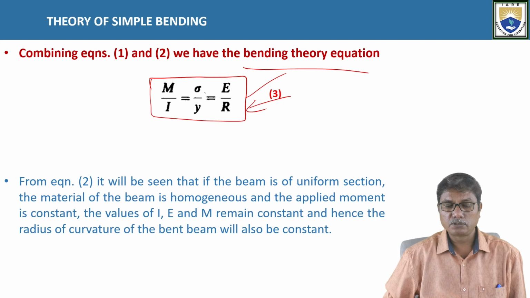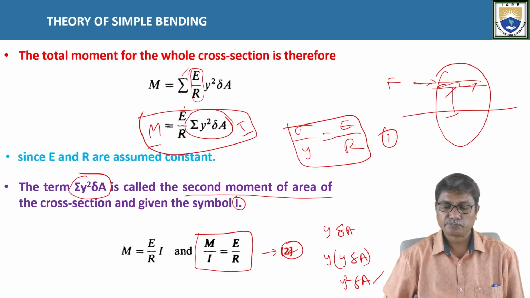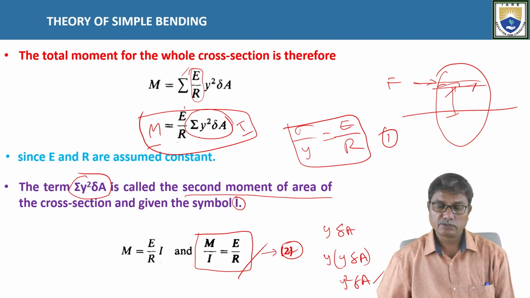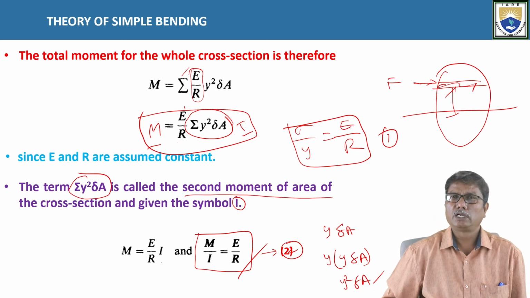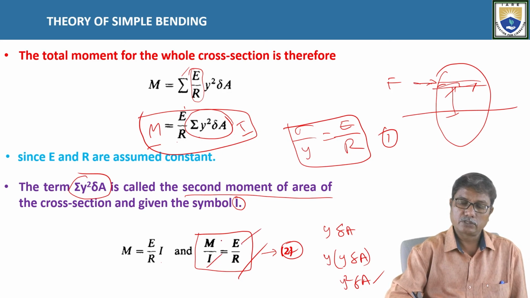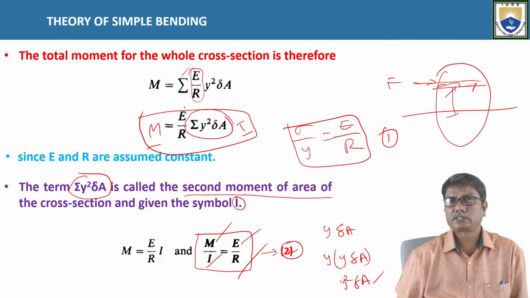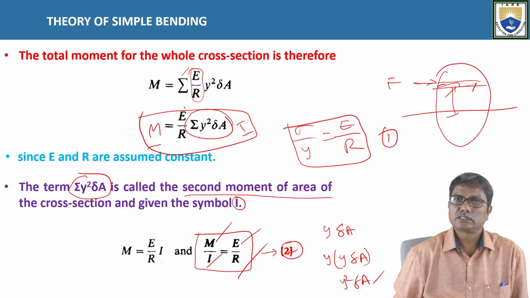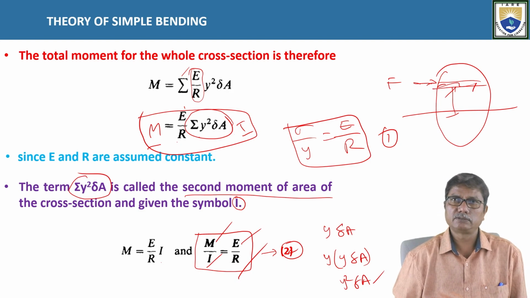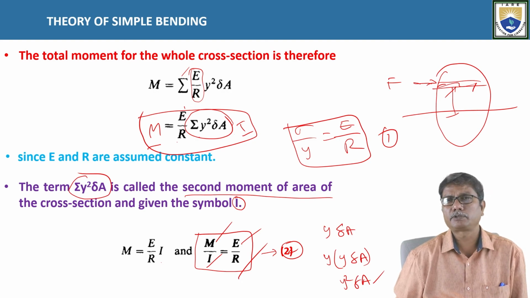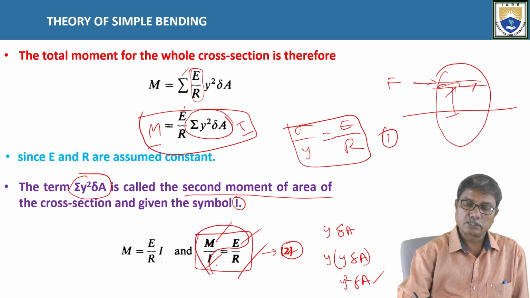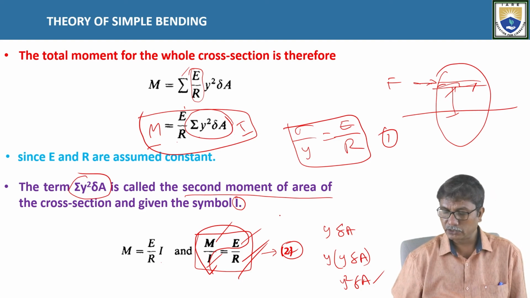From equation 2, for the given cross section and loading, E is constant, I is constant, and bending moment is constant. I is a geometric property of the section which is constant, and E is the material property of the beam which is also a constant. So when these three are constants, then the radius of curvature also is constant.